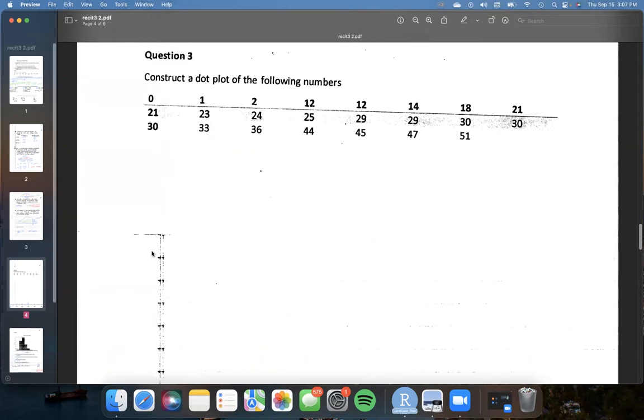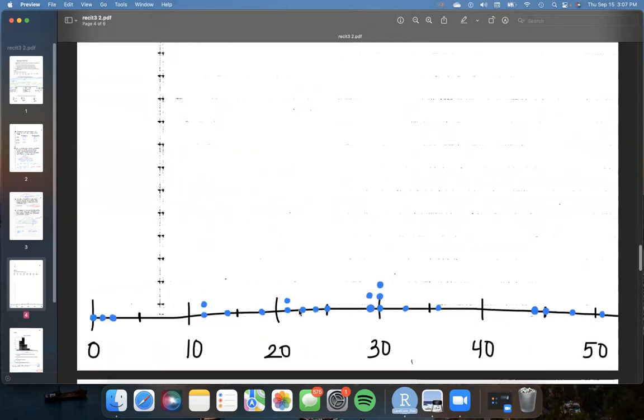Okay, so first, I'm just going to keep this here and you can follow along. Our first number is 0, so I put a dot here. Then our next number is 1, then 2, then 12 and 12. There were two 12s, so I put them directly on top of each other. Then 14, then 18, then 21 and 21. There were two 21s, 23, 24, 25, 29, 29. So there are two 29s.